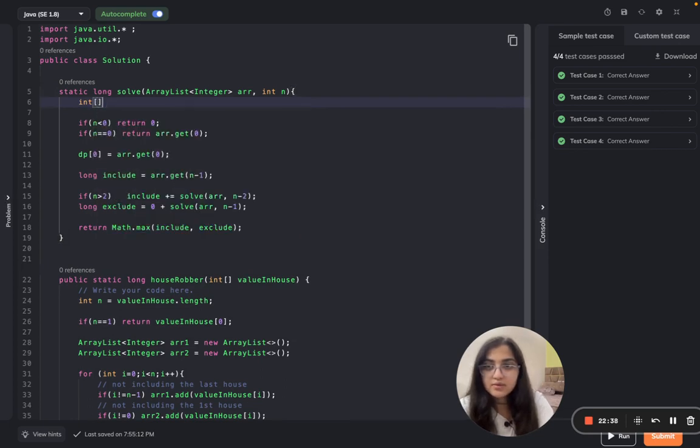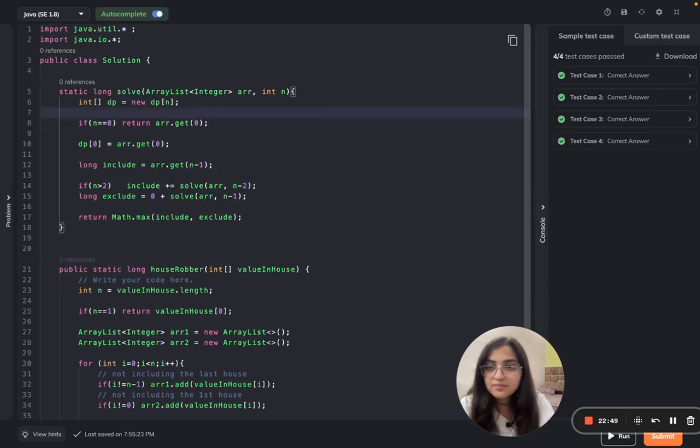So int[] dp will be equal to new int[n]. Got it? And we don't need this line now. So now here you can see one thing. If n is equal to 0, we are just returning the value at that particular position. So the same thing we'll write in DP also. At the 0th position, I'm just going to store the value at the 0th position. That's all. So we can remove this line as well.